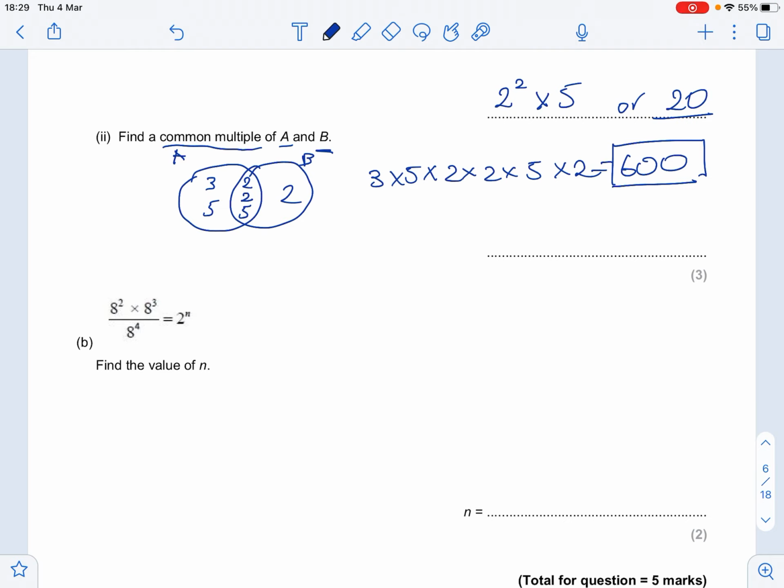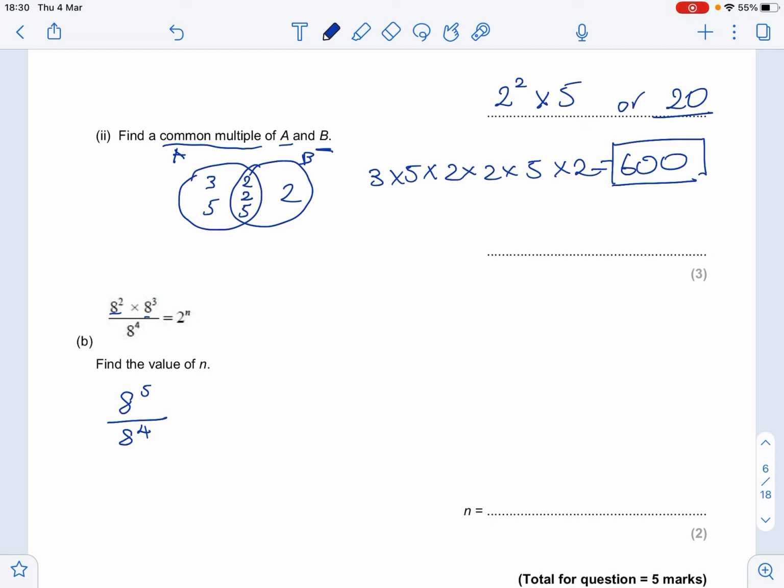Okay, then let's look at part B. We have 8 squared times 8 cubed divided by 8 to the power of 4. So we're going to use our index laws. When we multiply, they have the same base 8, so we add the powers. So this becomes 8 to the 5 over 8 to the 4. When we do division, we subtract our powers. So 5 minus 4 equals 8 to the power of 1. Then we can write 8 as 2 times 2 times 2, which is 2 cubed. So comparing, n equals 3.